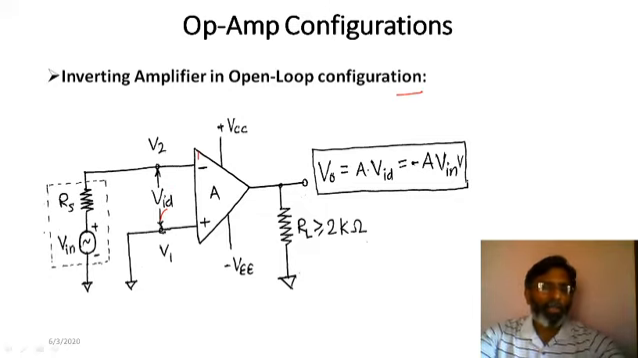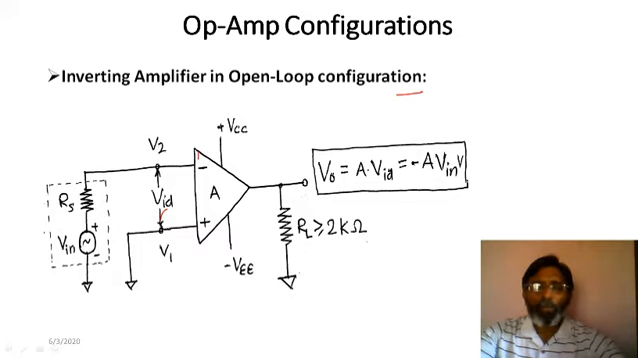Okay. Now here what I am doing, the inverting terminal I have connected to the supply, that is V in. The non-inverting terminal I have connected to the ground. So I am using only one terminal. So this is the inverting amplifier in open loop configuration. Now in this case, this is the input VID. So my output will be equal to, gain is A, so this is A into VID.